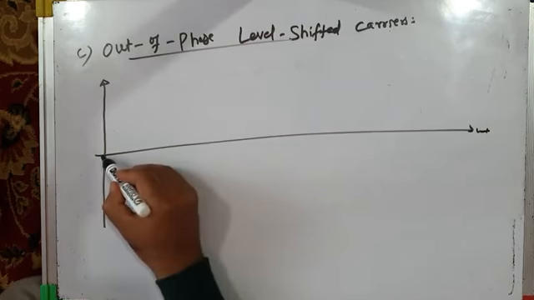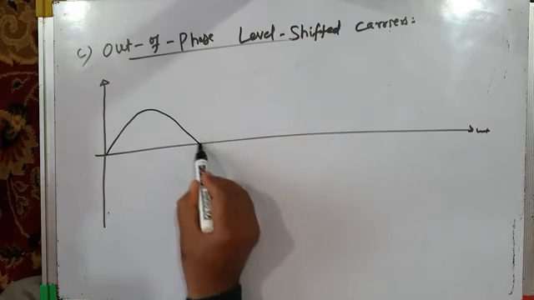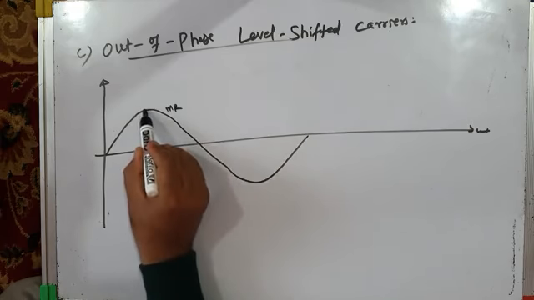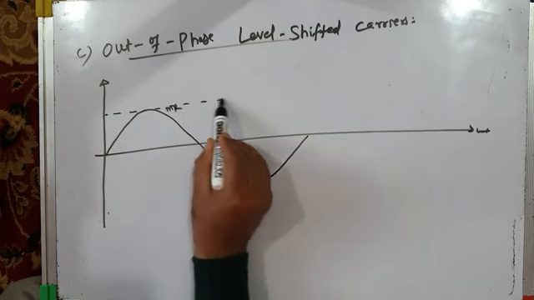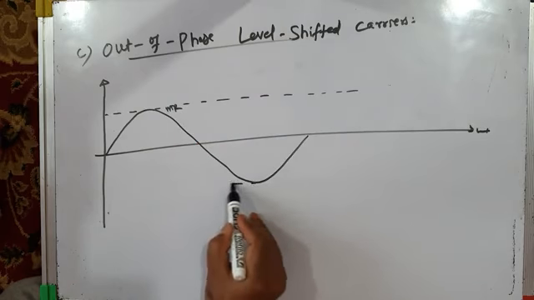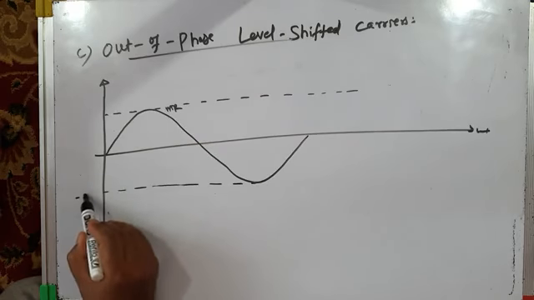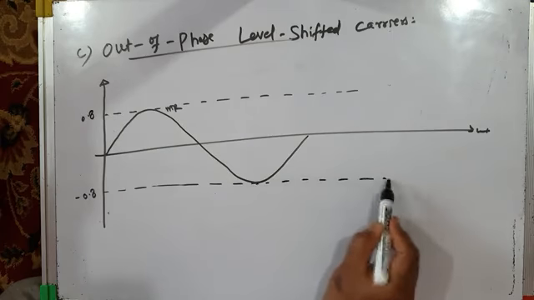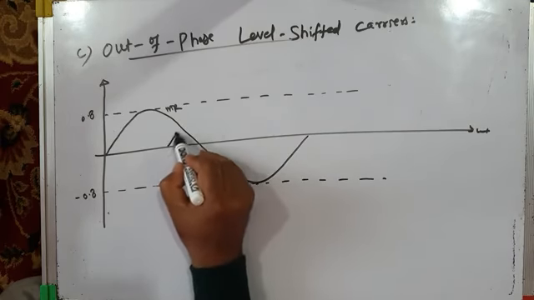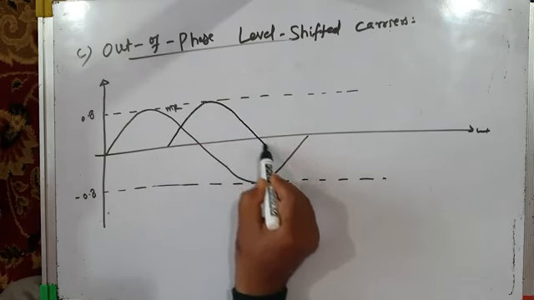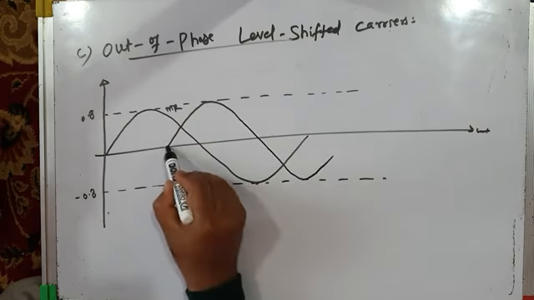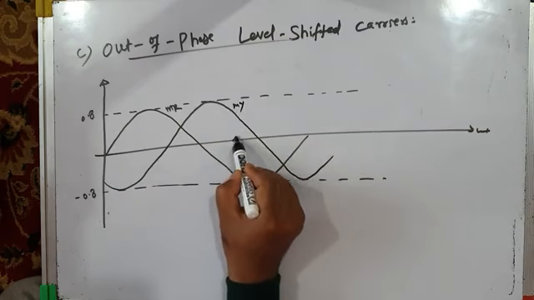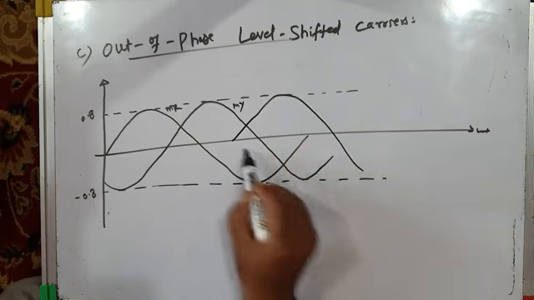So we have 3 modulating waves. MR, this is modulating wave MR, right? Let us assume modulation index is 0.8 again. So its amplitude is minus 0.8 plus 0.8. Same is the case with MY and MB. So this is our MY modulating wave. This is modulating wave MY and this is modulating wave MB.